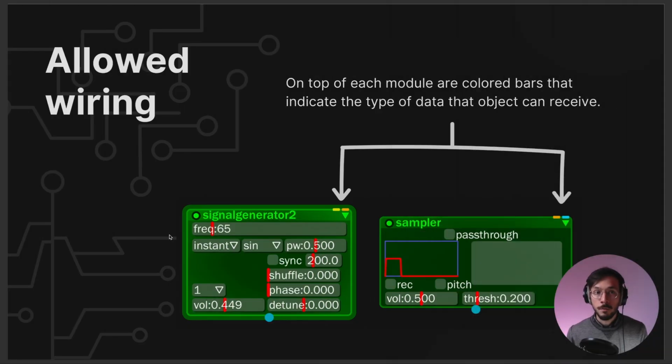There are allowed wirings and wirings that you cannot make. On top of each module, there are small colored bars that indicate the type of data that specific object can receive.